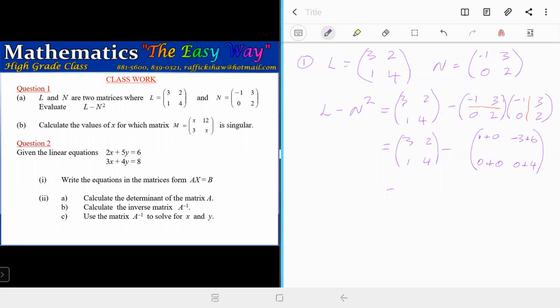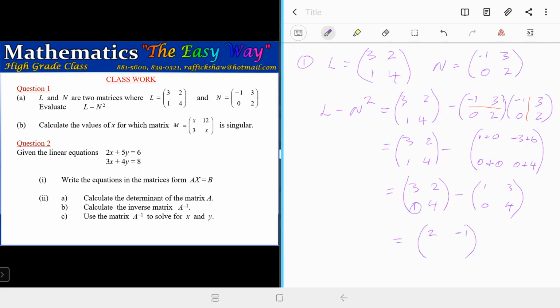That's that. So this reduces to 3, 2, 1, 4 minus, this becomes 1, this becomes 3, this becomes 0, that becomes 4. And then you're subtracting the corresponding values to get the final matrix. So it's 3 minus 1, which is 2. And then 2 minus 3 is -1.